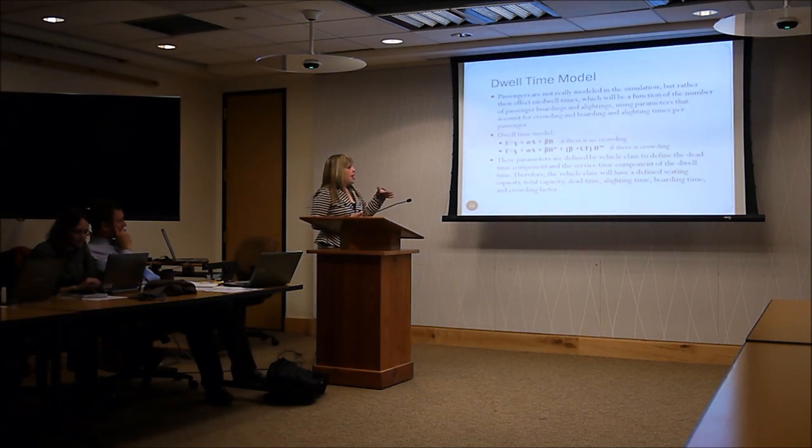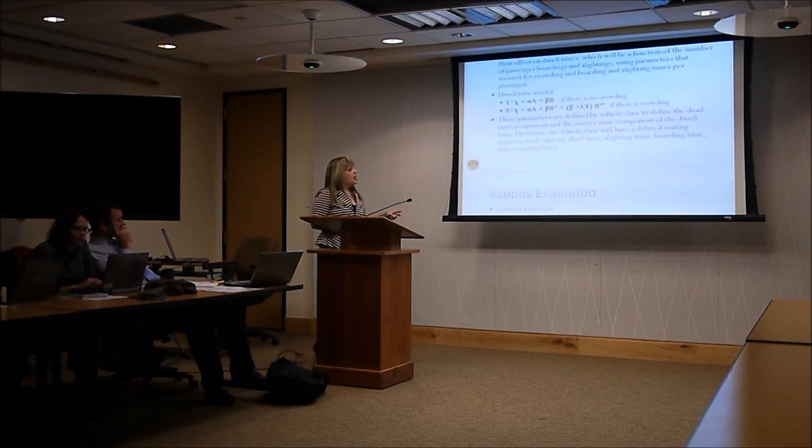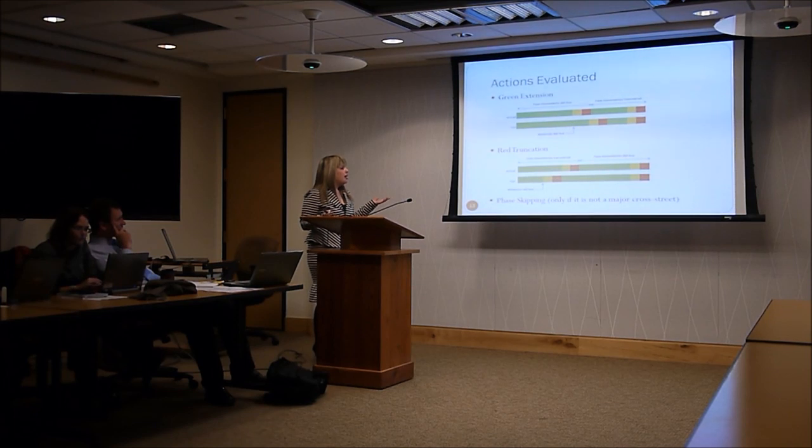My dwell time model has two parts. If there is no crowding on the bus, then it's just the dwell time plus the time for boarding and alighting. But if there is crowding, there's some penalty per passenger, and so that's what I'm using. It all depends on the qualities of the fleet and capacity, and it's city specific. In this project I'm only considering green extension, red truncation, and phase skipping. I'm not considering inserting a phase.